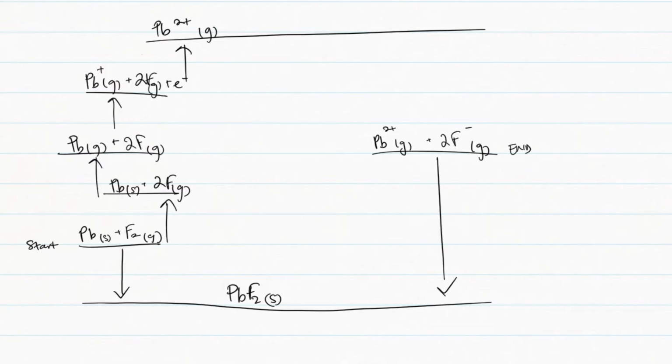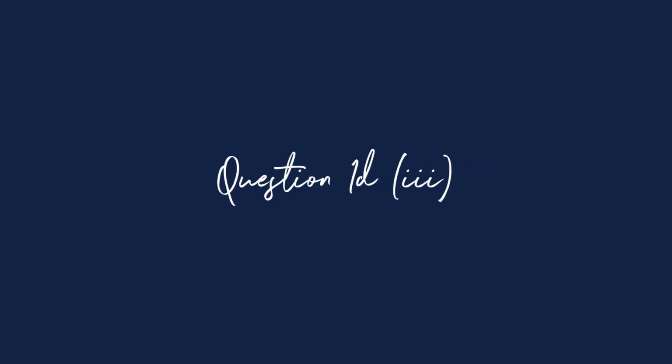Also, when constructing the equation to complete the lattice energy, if you go against an arrow in the cycle, you must flip the sign of the enthalpy value, and if you go with the arrow, you must keep the sign the same.